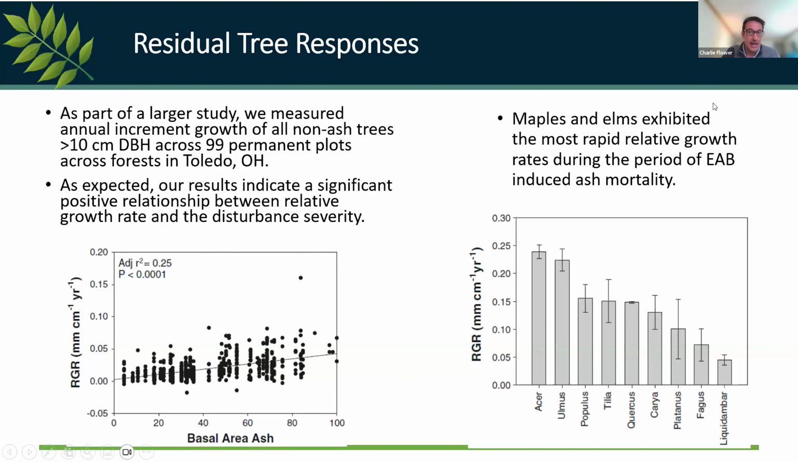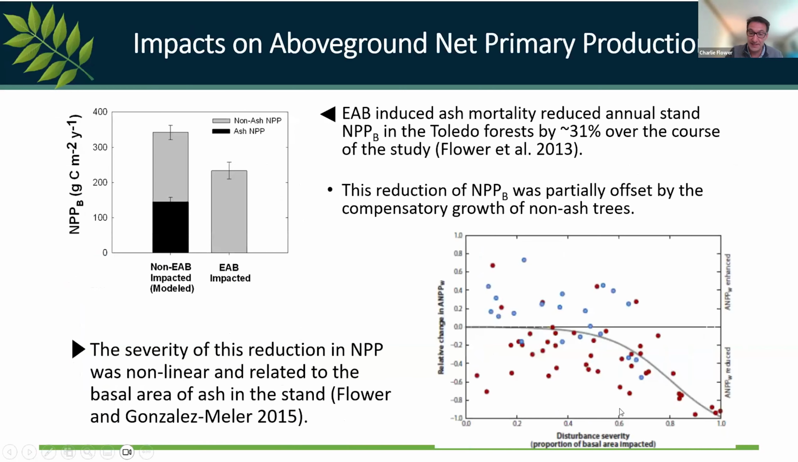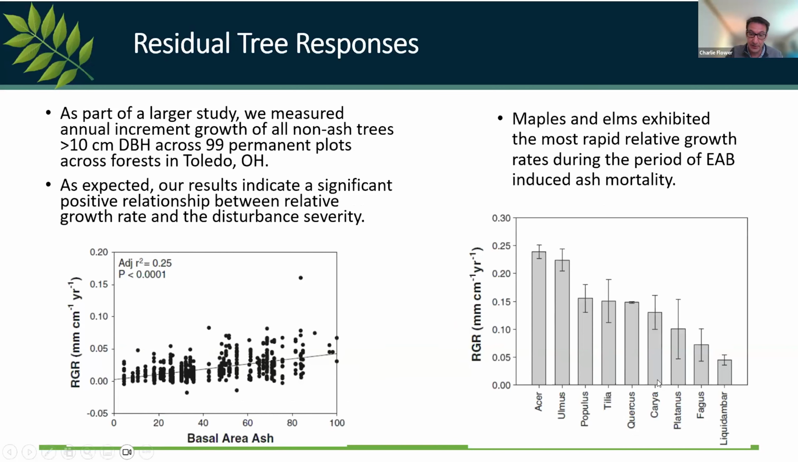And so maples and elms have exhibited the most rapid growth following this EAB disturbance. But something to think about too is that a lot of the genera that you see here are subjected to their own pests and pathogens, and that's something we need to think about as far as restoration of these systems.